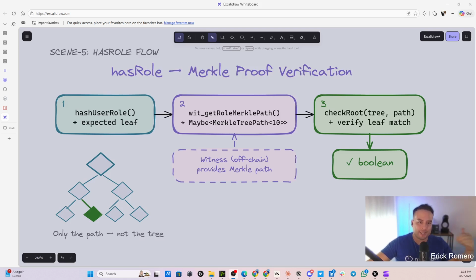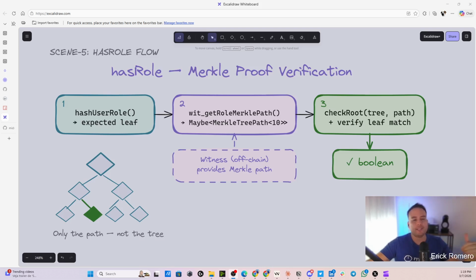If the path exists, the circuit runs two checks. First, checkRoot. It takes the on-chain Merkle tree and the provided path and verifies that walking the path from the leaf produces the same root that's stored on-chain. This confirms the path is legitimate and corresponds to an actual entry in the tree. Second, it verifies the leaf at the path matches the commitment you computed. This confirms that the specific user-role pair you are checking is the one that's positioned in the tree.